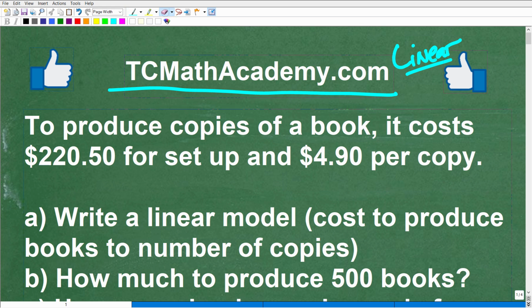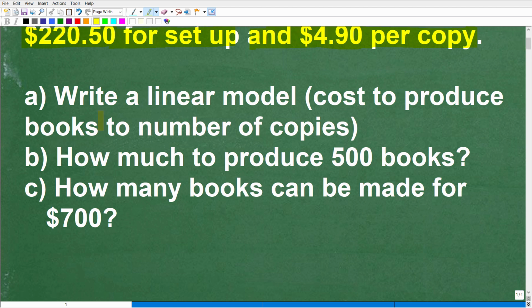But what I have here for you is a nice practice problem relating to the topic again of linear models. So I'm going to read you the problem. It's actually a three-part problem. It says to produce copies of a book, it costs $220.50 for setup and $4.90 per copy. So we want to answer three specific things here. So the first thing we want to do is construct or write a linear model that relates the cost to produce books, the total cost, to the number of copies you want to make. Okay, so for example, if you wanted to make 75 copies, how much would that cost?